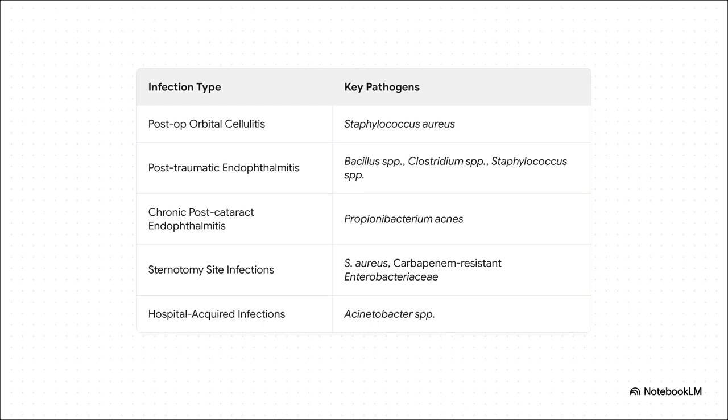What's really fascinating here is that the likely pathogen is almost entirely dictated by the clinical context, by the story of the wound. A post-op eye infection, you're thinking Staphylococcus aureus. But what if the eye injury was traumatic? Now you have to worry about environmental bugs like Bacillus or Clostridium. A chronic infection months after cataract surgery, that often points to a slow grower like Propionibacterium acnes.